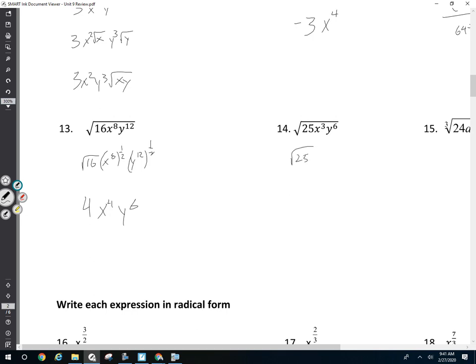Here, root 25 is 5. I got x cubed to the 1/2. I got y to the 6th to the 1/2. This is 5. This is x to the 1.5. This is y cubed. So I have 1.5 x's. And this is 5xy cubed root x.